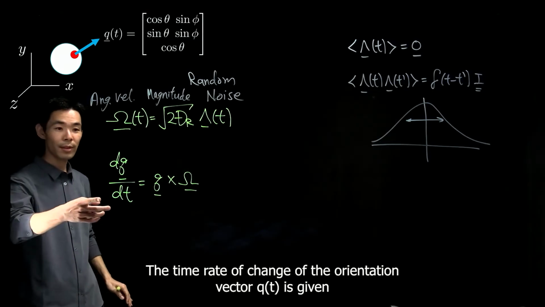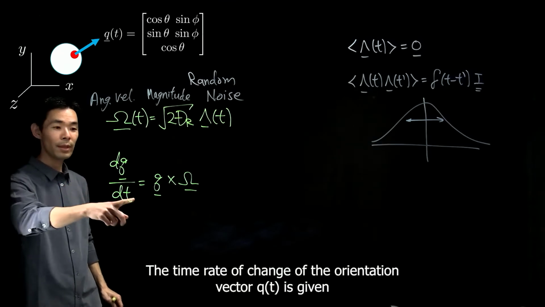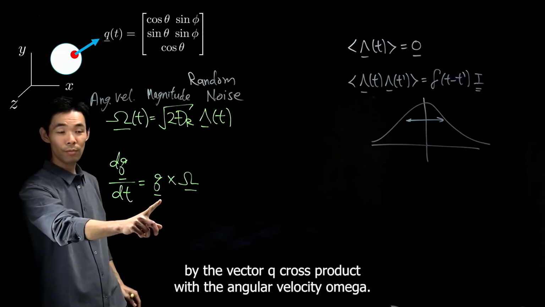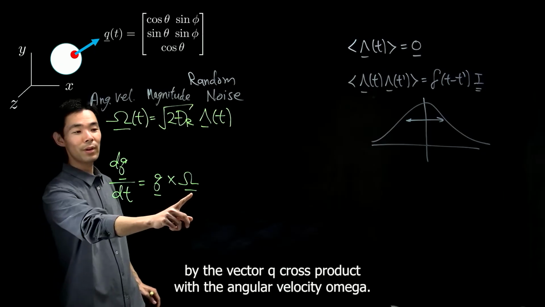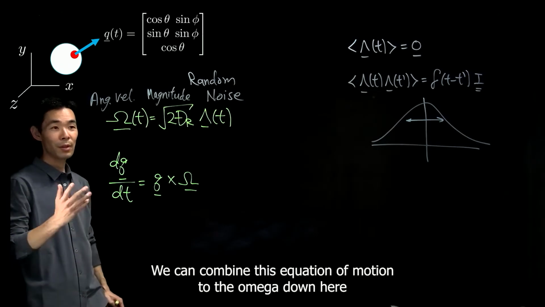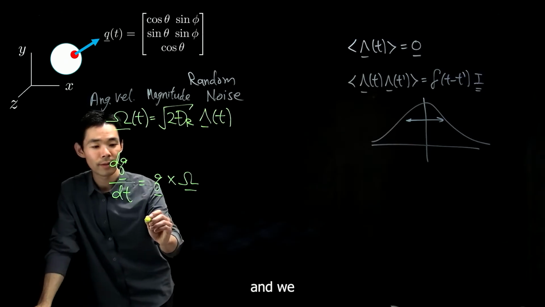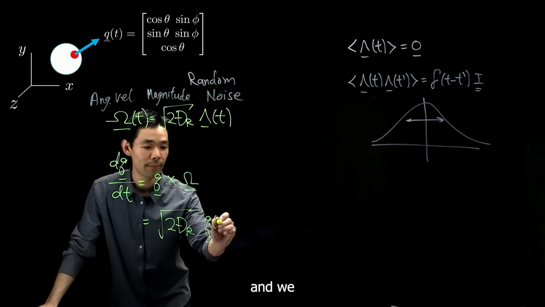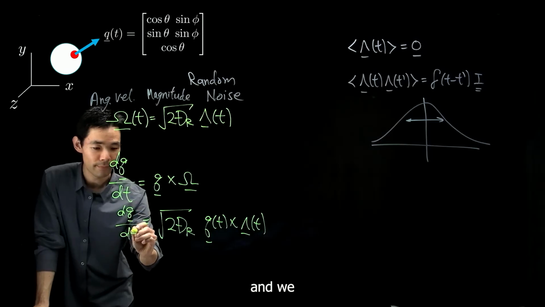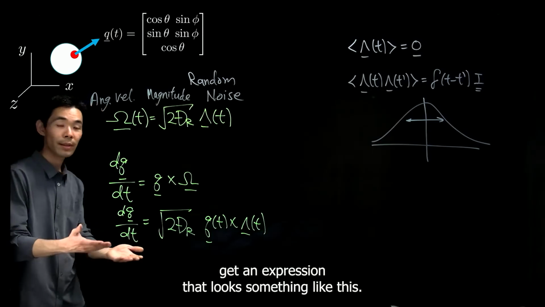So the time rate of change of the orientation vector q is simply given by the vector q cross product with the angular velocity omega. So we can combine this equation of motion to the omega down here, and we get an expression that looks something like this.